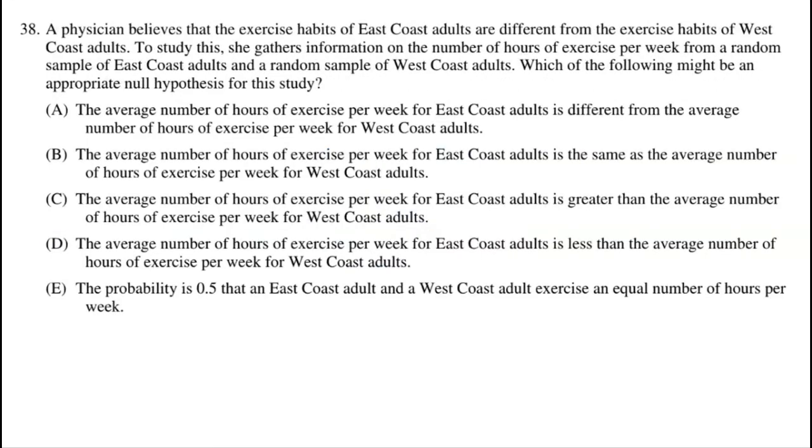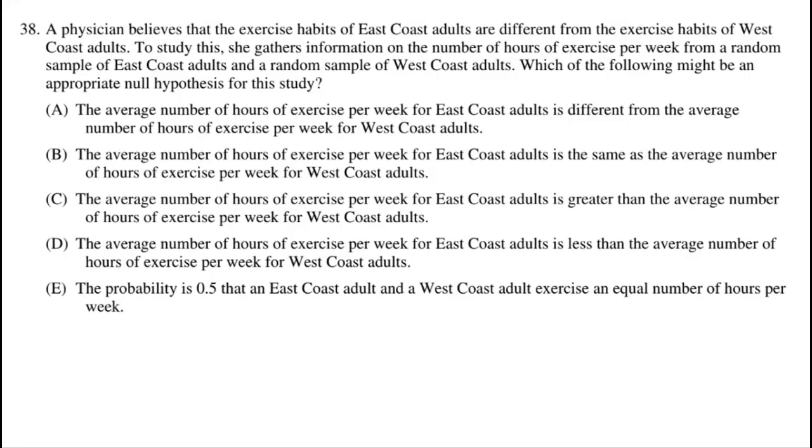All right, and this question says a physician believes that the exercise habits of East Coast adults are different from the exercise habits of West Coast adults. To study this, she gathers information on the number of hours of exercise per week from a random sample of East Coast adults and a random sample of West Coast adults. Which of the following might be an appropriate null hypothesis for this study?